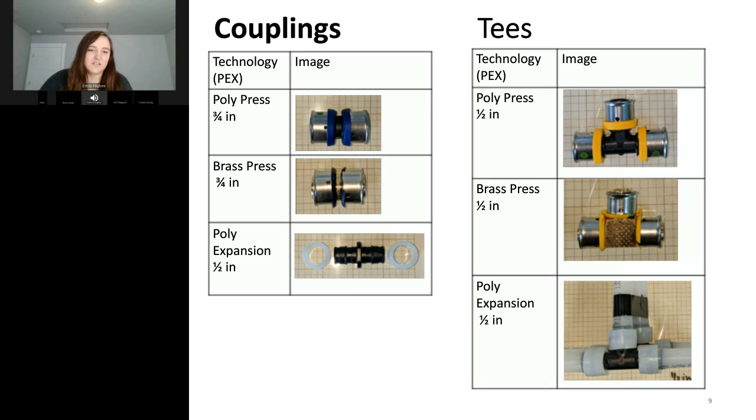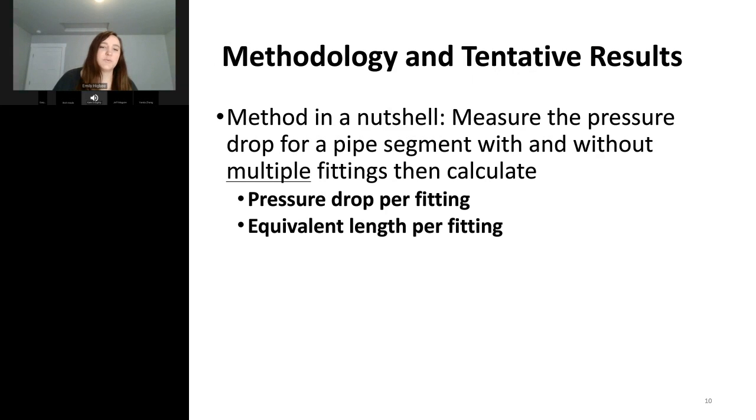And in general, our methodology, we have more on this, but this is just to preface. We have the test segment that I showed before. So we test one of those, and then we test an equivalent straight pipe of the same length. And then basically, we subtract the 2 to get pressure drop per fitting. And then we also are calculating the equivalent length per fitting as well.